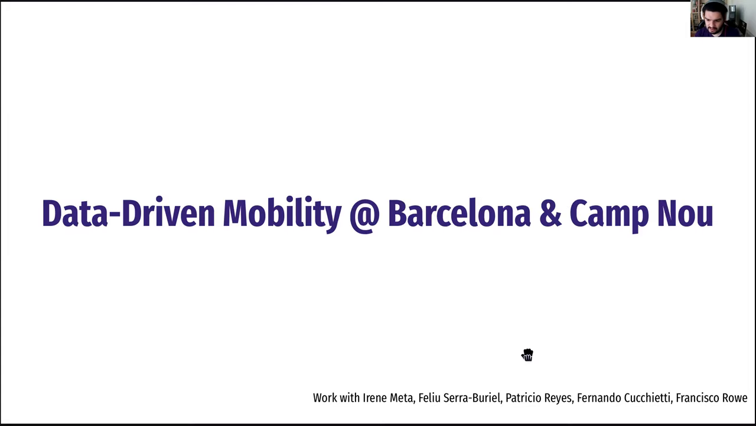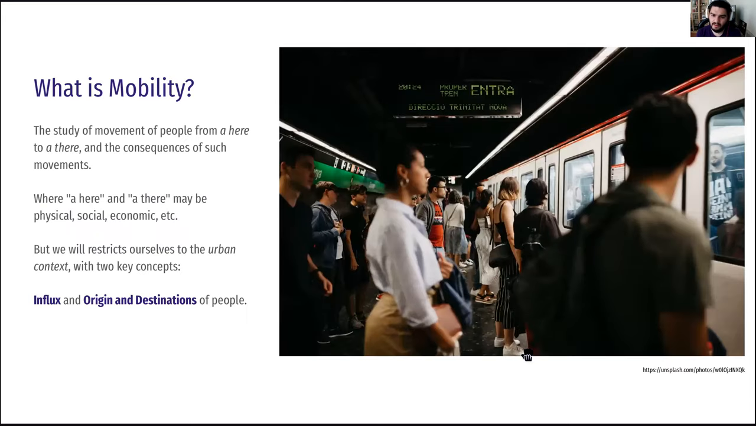So this is what we call data-driven mobility. The first thing we do is to define what is mobility. So essentially mobility is when you study how people move from here to there. And that's why you have lots of mobilities. You have city level mobility because you see how people move from one neighborhood to another. And you have also indoor mobility or venue mobility because you want to understand how people move from the seat in the stadium to the exit.